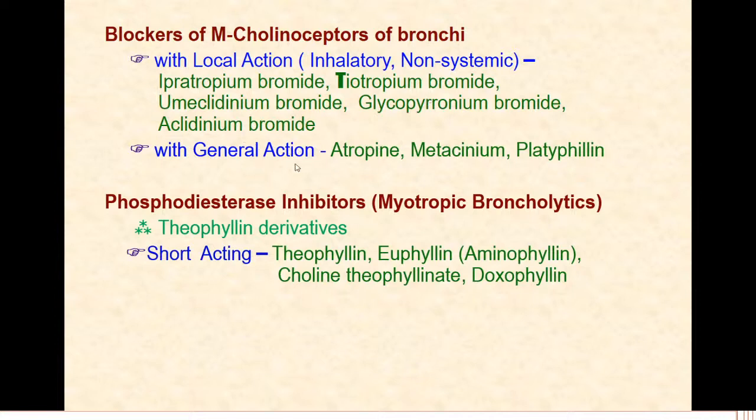That is why nowadays we use exactly agents with local action, ipratropium, but this is an older drug. It acts for 8 hours and it's necessary to use it 2-3 times daily. Tiotropium, umeclidinium, glycopyrronium, and aclidinium act for 24 hours. That is why more popular nowadays are exactly these drugs acting for the whole day and night.